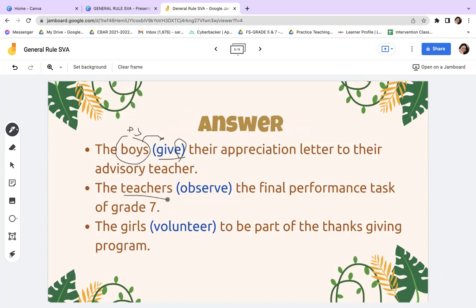Another one, you have teachers. This is a plural subject. It now takes your plural verb, which is observe, and as you can see, it does not end with S. Another one: the girls volunteer. This is your plural subject. Now it takes your plural verb, and the plural verb volunteer does not end with S. Always remember, plural subject takes plural verb, and a plural verb does not end with S.